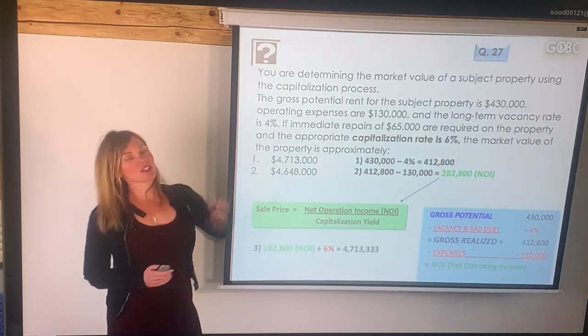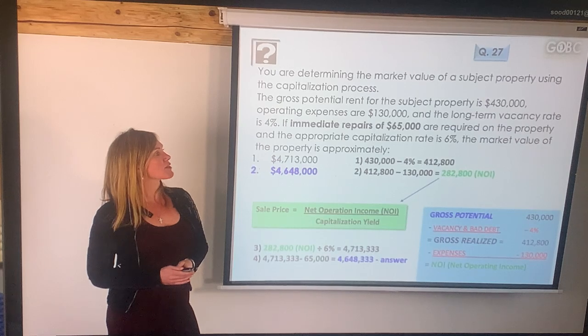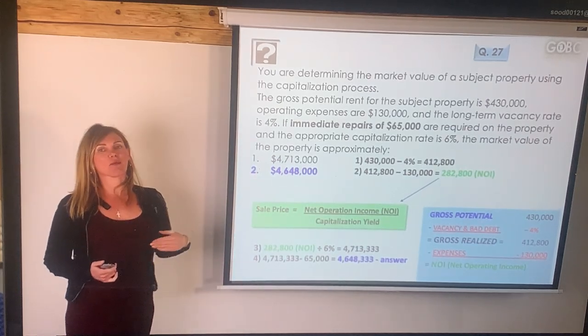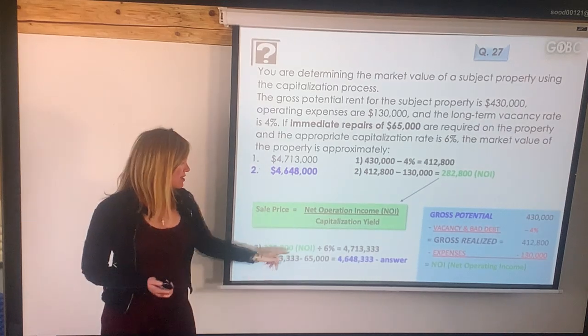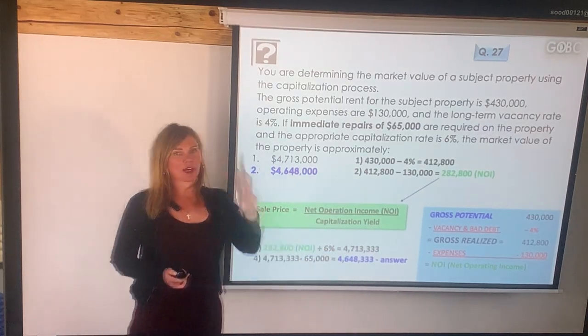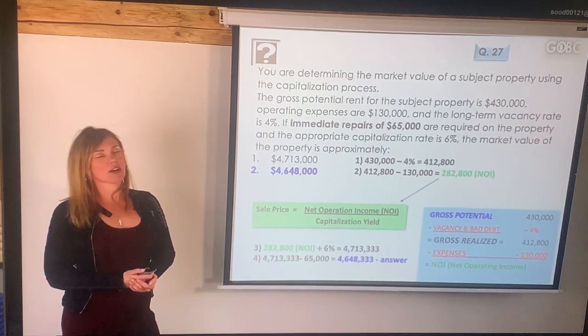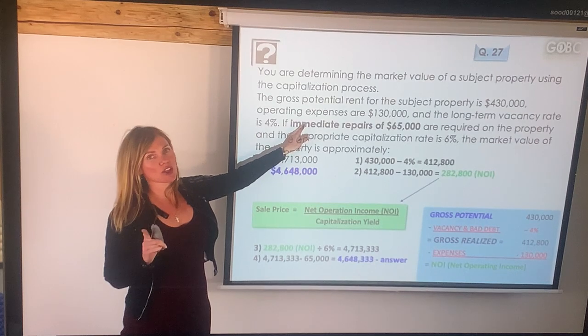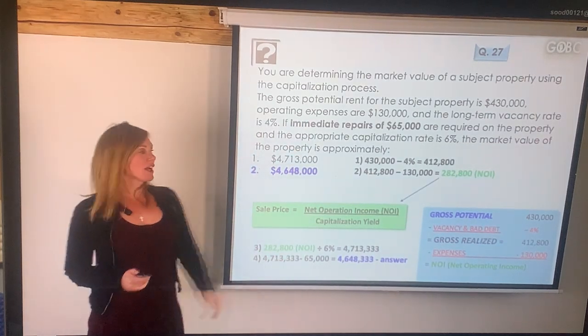Okay? But in this question, they also tell you that we have immediate repairs of $65,000. And this is what you do at the end. After you found the sale price, now you have to minus those repairs, right? So you take that sale price minus 65,000, and now it gives you the appropriate answer. But as I said, on the exam they don't go that far, so you don't have to worry about it too much. But just know that if they include it, usually for mortgage people, then you make sure that you minus it right at the very end.